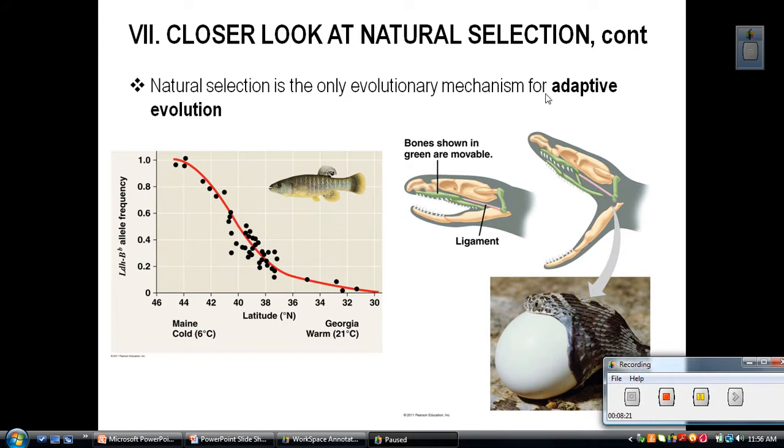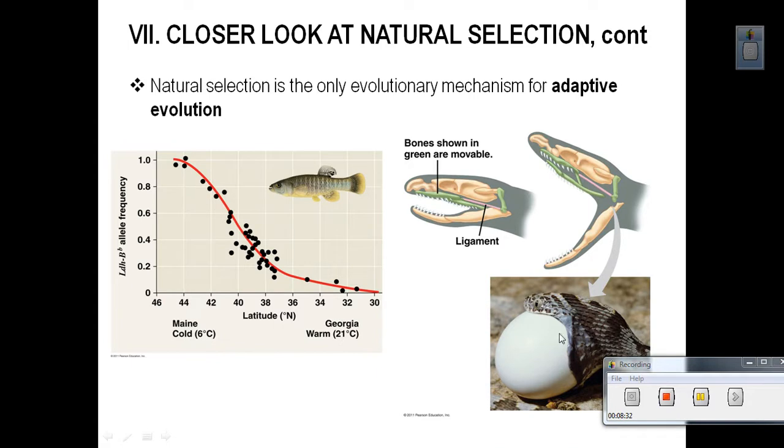Okay, so adaptive evolution is when organisms are more adapted for a certain trait in the environment. Those are the ones that are going to survive and pass the traits on to their offspring. So you can see the snake down here, and I know you guys know all about the fact that they have hingeless jaws, which is why they can open their mouths so wide.